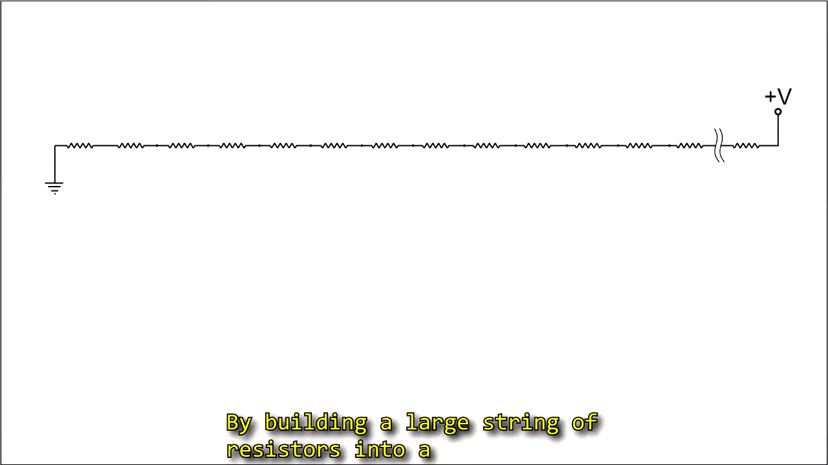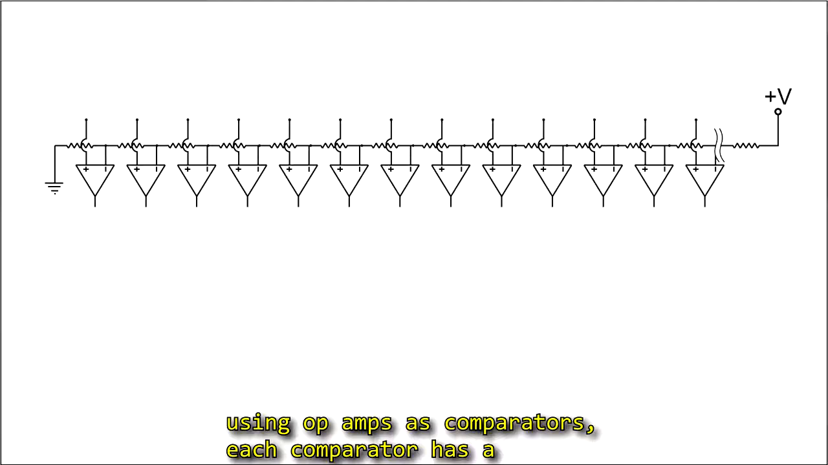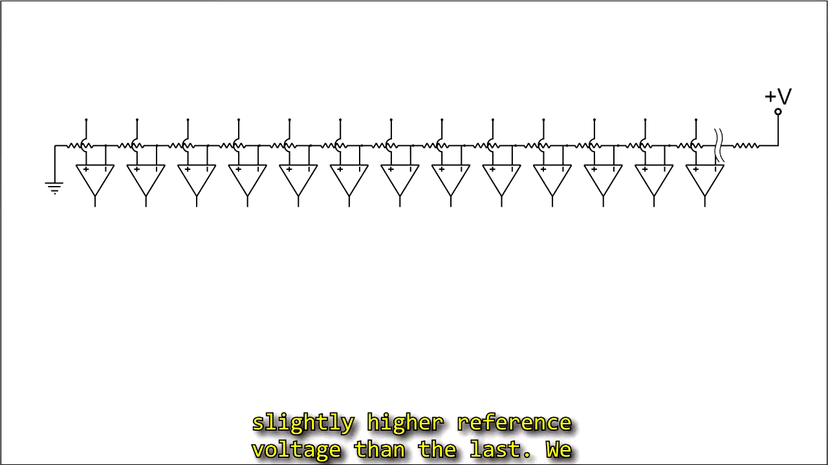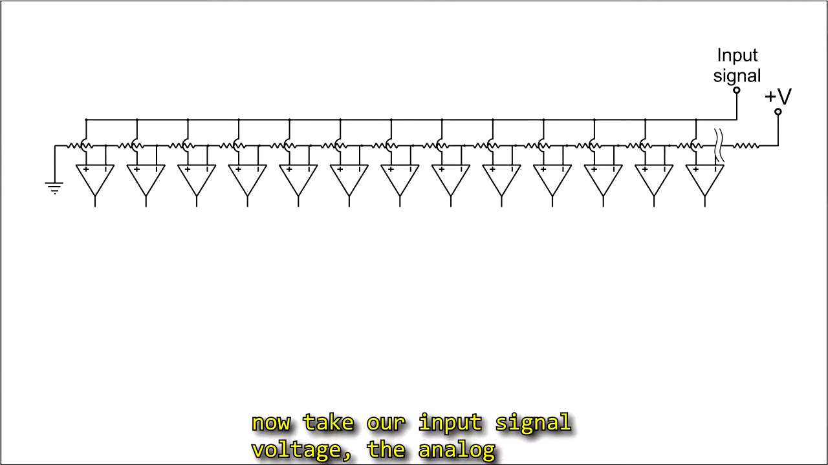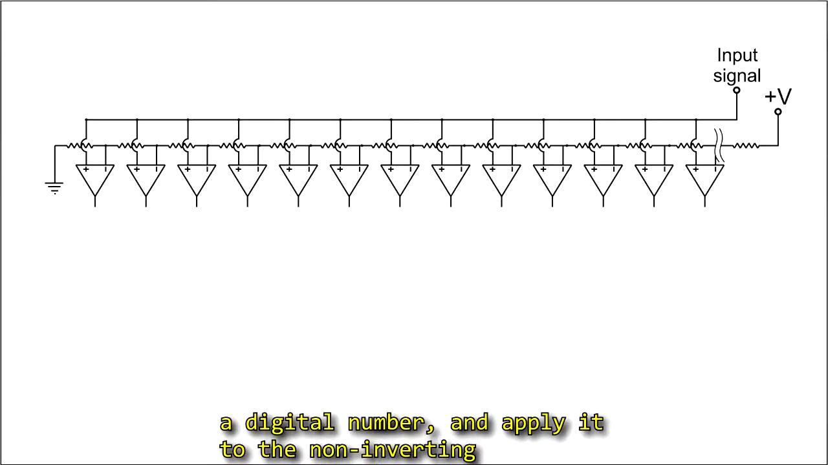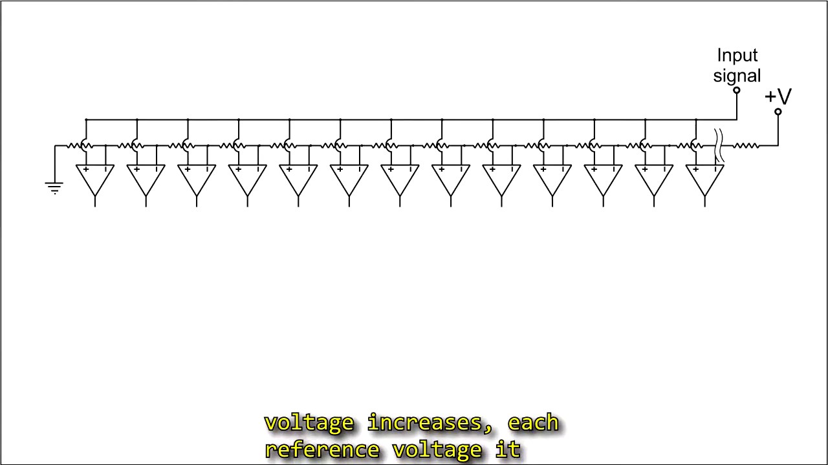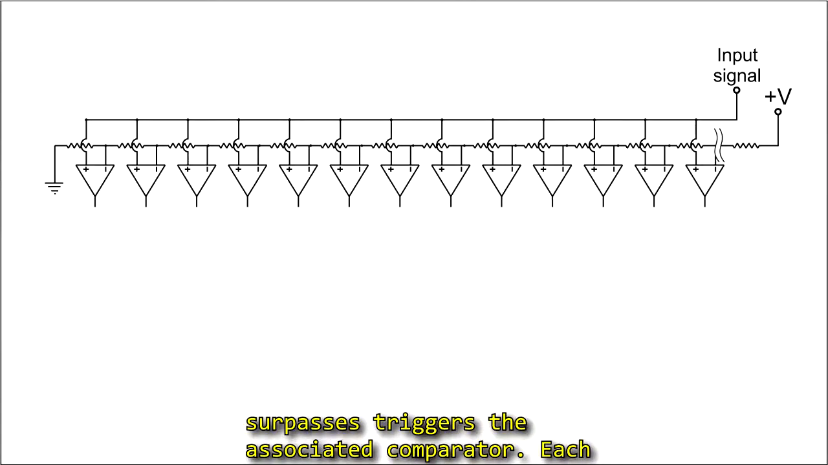By building a large string of resistors into a voltage divider across the power supply, and then using op amps as comparators, each comparator has a slightly higher reference voltage than the last. We now take our input signal voltage, the analog voltage we want to actually measure and convert to a digital number, and apply it to the non-inverting inputs of all the comparators. As the input voltage increases, each reference voltage it surpasses triggers the associated comparator.